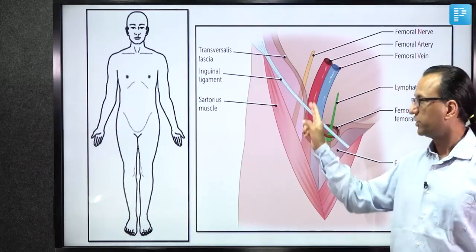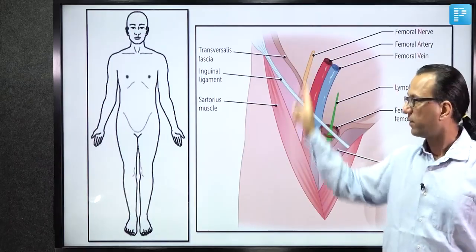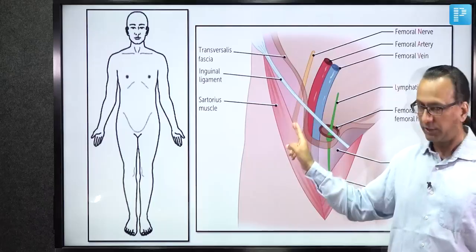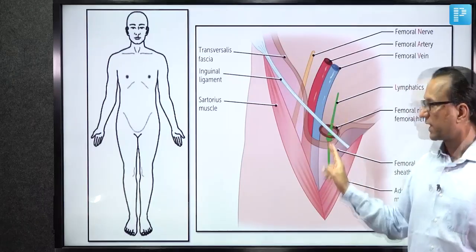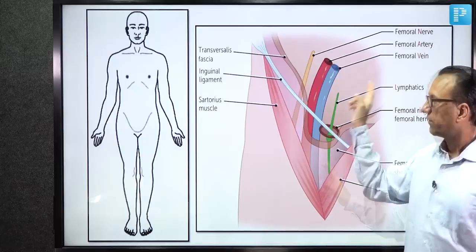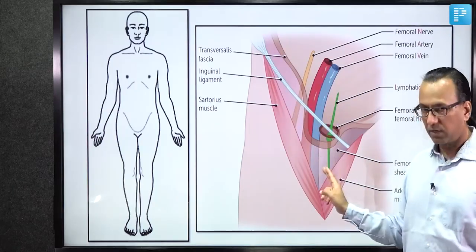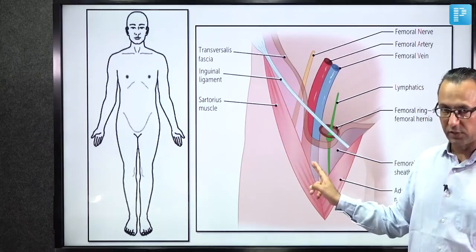They're all covered by a femoral sheath, whereas the femoral nerve is outside the femoral sheath, but inside the femoral triangle. The most lateral content is the femoral nerve, lying outside the femoral sheath, and the most medial content is the lymphatics, sometimes followed by the intestine, leading to femoral hernia. The intestine from the pelvis will move into the femoral ring and into the femoral canal, inside the femoral sheath, leading to femoral hernia. Let us look at some more details.